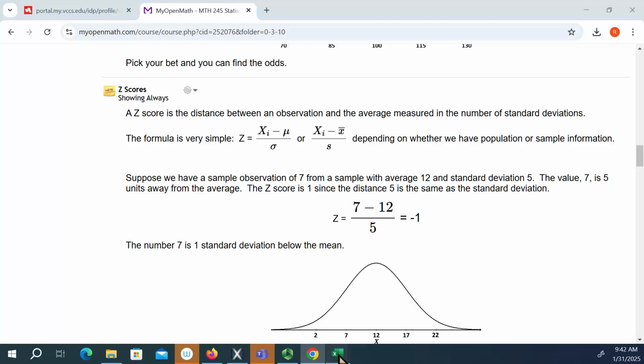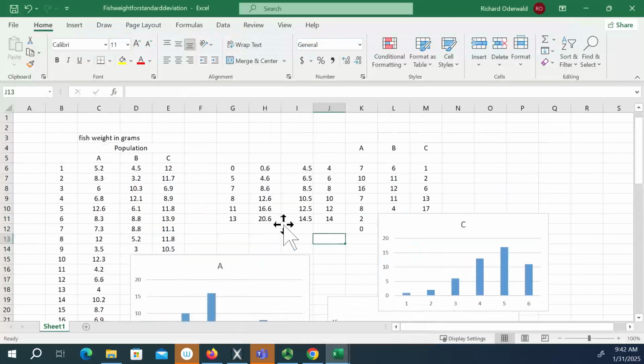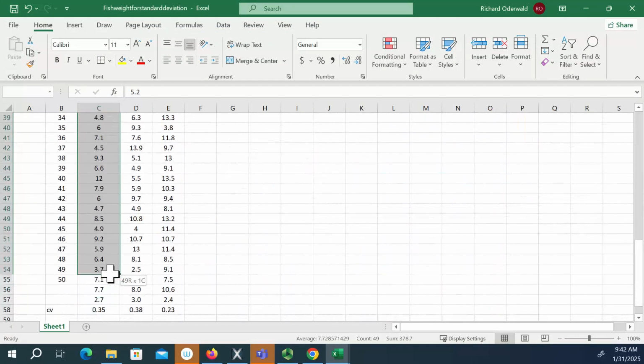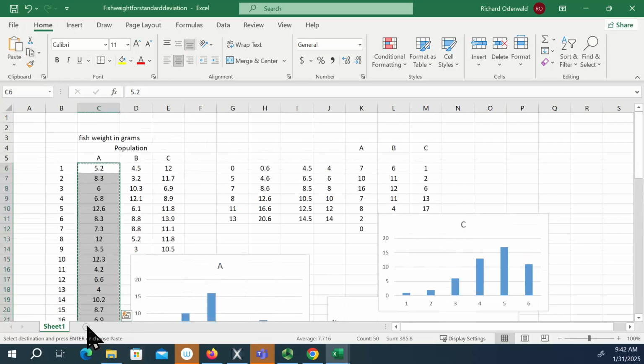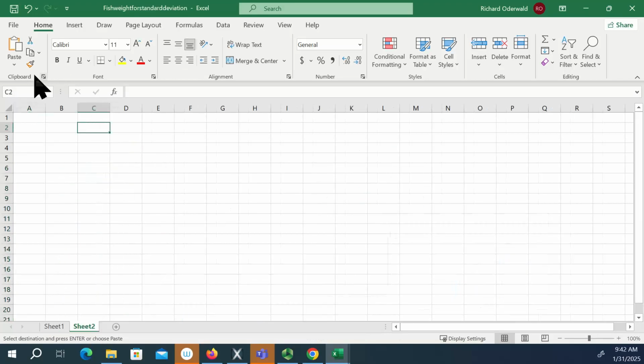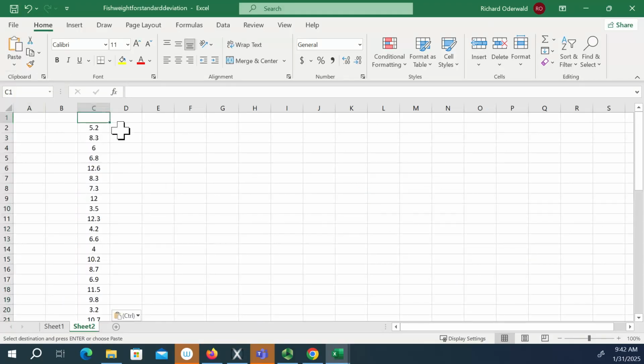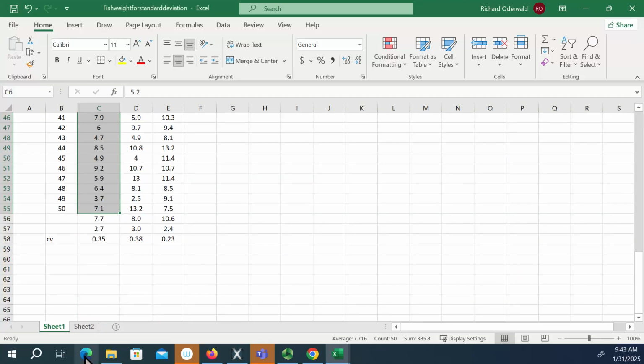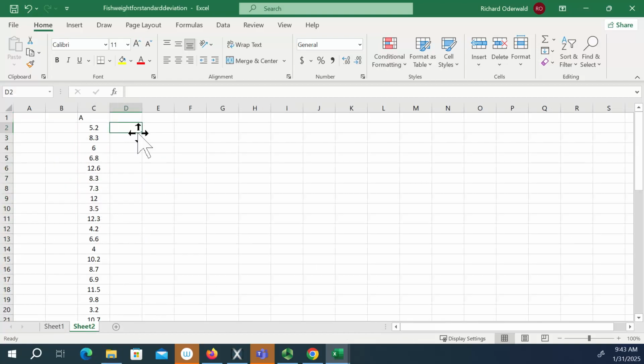So if we go back to Excel, I'm going to take A. 50 observations from A, copy it, and I'm going to put it on another sheet just because. Paste it there. The average was 7.7, and the standard deviation was, what was it, 2.8? 2.7? I want to get it approximately. Yeah, 2.7. Much better. Thank you.